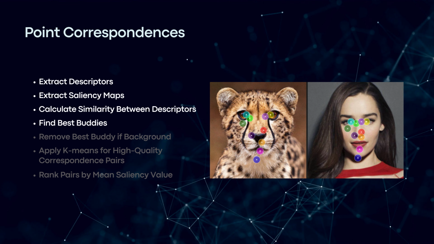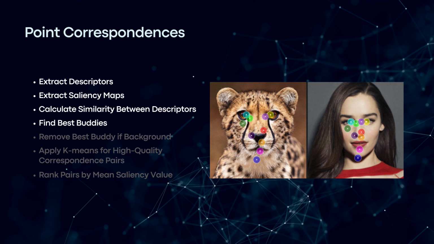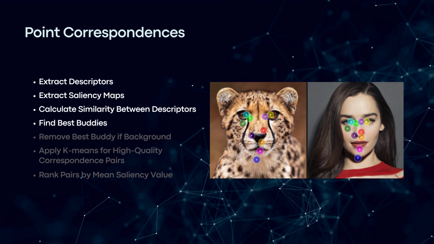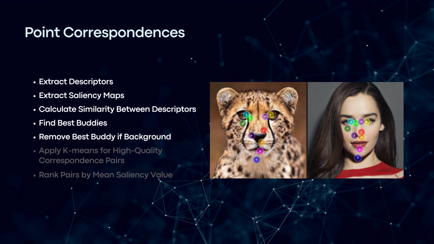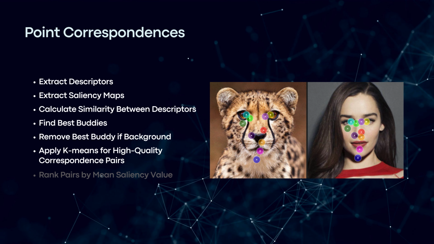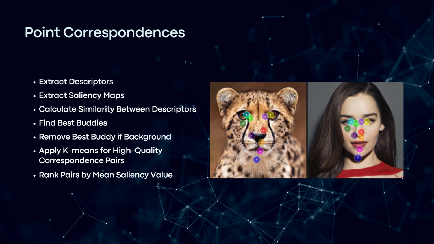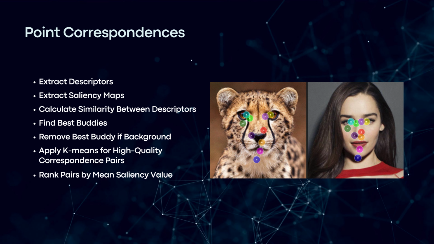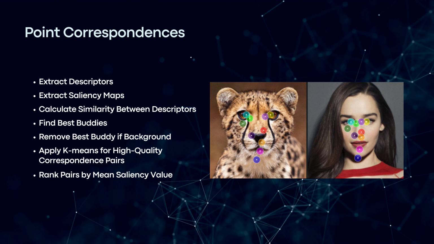To detect reliable matches, the notion of best buddies pairs is used by finding mutual nearest neighbors among binned descriptors. Then, a pair is removed if at least one descriptor is associated with the background. K-means clustering is then applied to capture high-quality pairs. Finally, the pairs are ranked based on their mean saliency value, providing a measure of their visual significance.